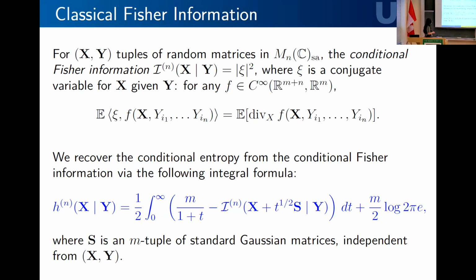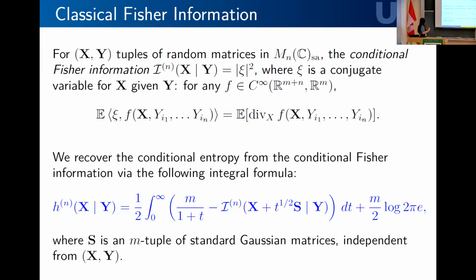And this Fisher information, In, is just the 2 norm of a conjugate variable. And what's a conjugate variable? I'm saying that it satisfies the following integration by parts relationship. If I have some smooth function f in the correct number of variables, then when I take the conjugate variable and take the inner product against f evaluated at x and some tuple of y's, I just get the divergence. So you can also think of this as the value of the adjoint of the derivative operator at the identity.